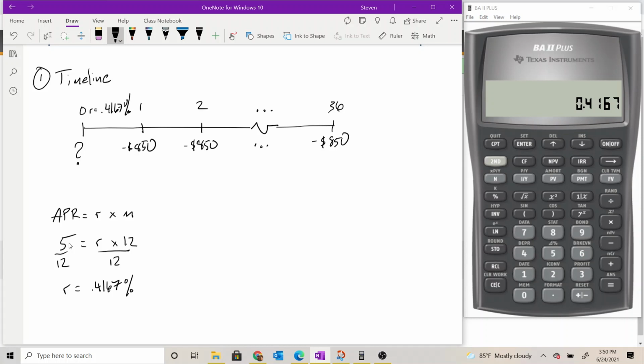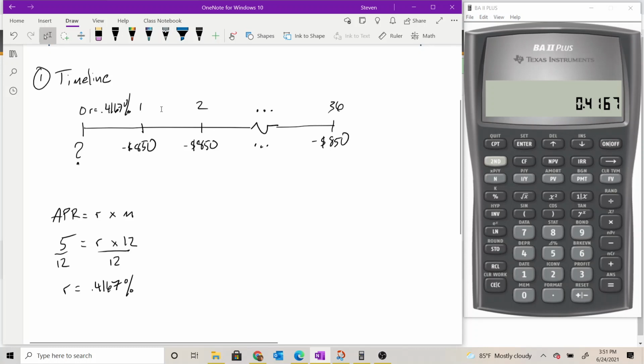Okay, so we've got all the information from the problem mapped onto a timeline. We know the monthly payment, we know how many payments, and we know the effective interest rate that matches the frequency of the payments. We already know we're going to be solving for the present value of some type of cash flow, because we just need to know how much we're going to borrow today, and then we're going to make these payments to repay the loan over time.